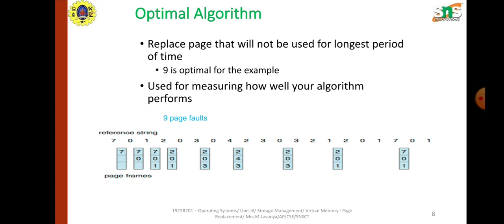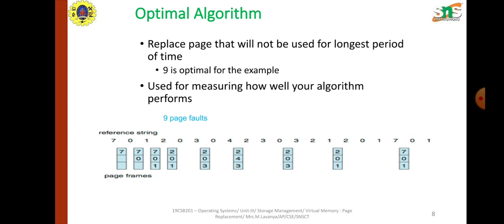Then we are moving to next new arrival string. The new arrival string is 2. It is already available in the frame. So we are not doing any modification. We are moving to next string. Next arrival string is 0. It is also available in the frame. So we are not doing any modification. We are moving to next string. The next arrival string is 1. Since it is also available in the frame, we are not doing any modification. We are moving to next arrival string.